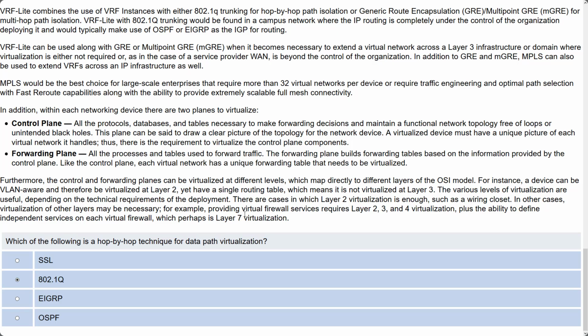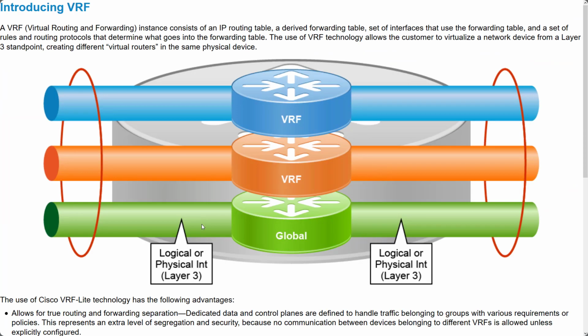So let's get into our next discussion, which is virtual routing and forwarding. Now, it says here, by definition, a VRF is an instance that consists of an IP routing table, which derives a forwarding table, essentially a cached forwarding table, interfaces that use that forwarding table, and then different kinds of rules and routing protocols to determine what actually goes into the forwarding table. That's almost identical to the description that I just mentioned on the previous slide, right?